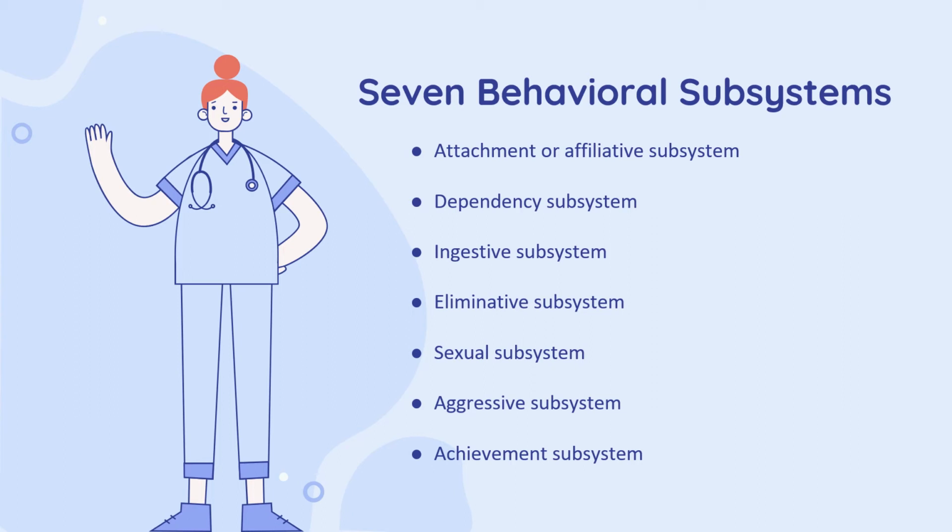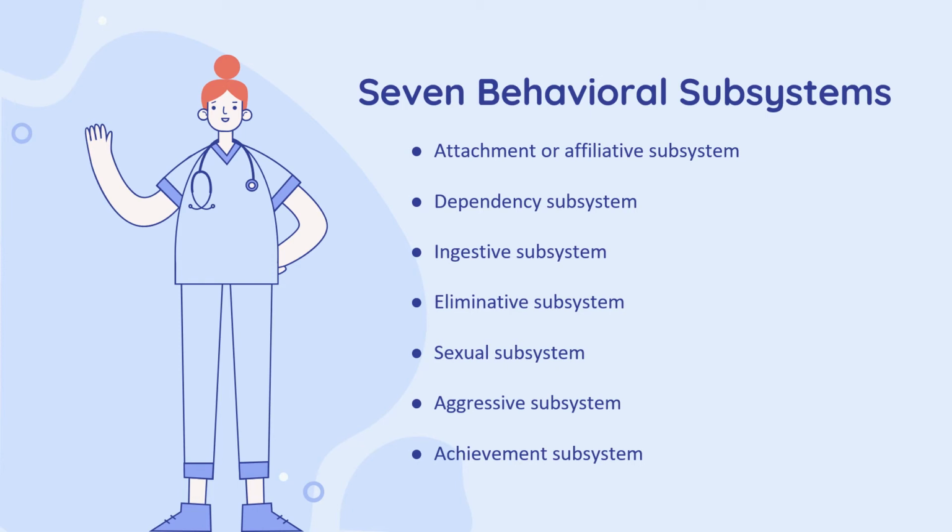Fifth is the sexual subsystem. Sexual subsystem is both a biological and social factor that affects behavior. It has the dual function of procreation and gratification, including but not limited to courting and mating. This response system begins with the development of gender role identity and includes the broad range of sex role behavior.